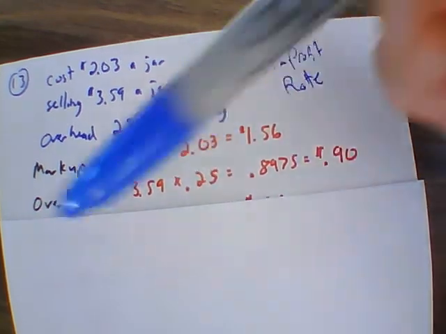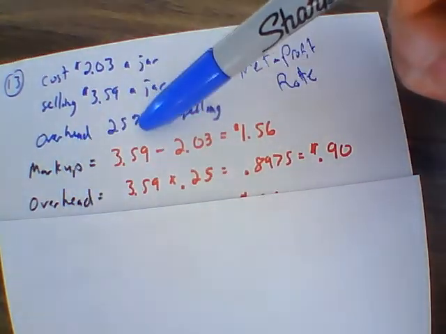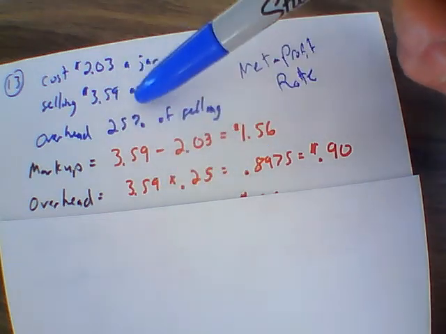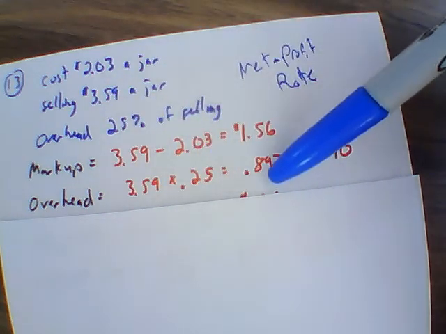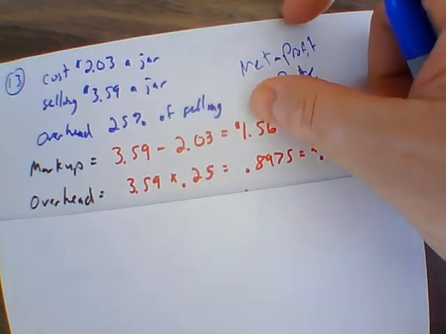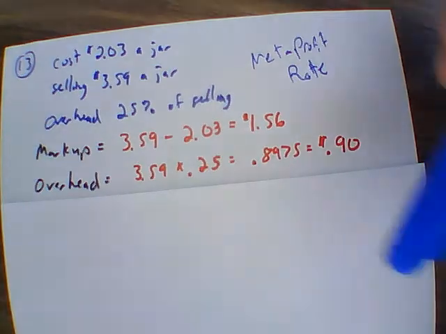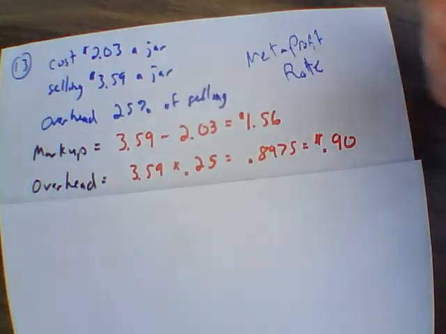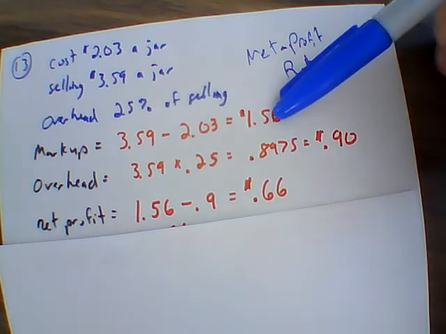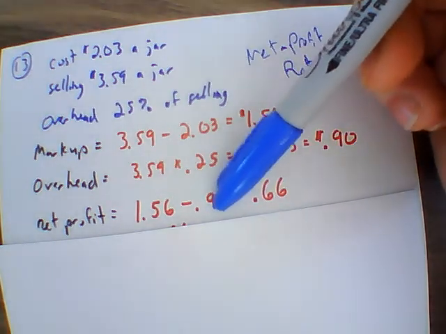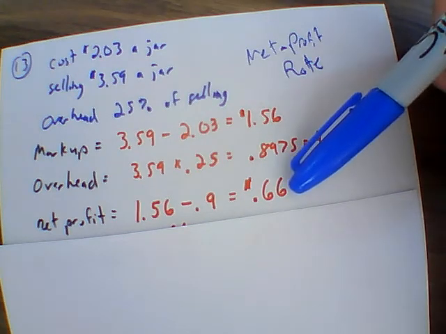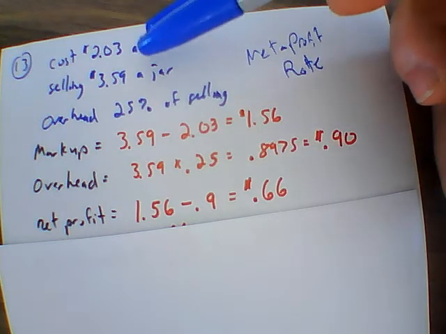Then we have to find our overhead expense. Our overhead expense is 25%, or 0.25, times our selling price. So we see 0.8975, so that's 90 cents. Now we're going to find our net profit. For net profit, we're going to take that markup minus the overhead right here. So we're seeing that we're actually profiting 66 cents per jar.